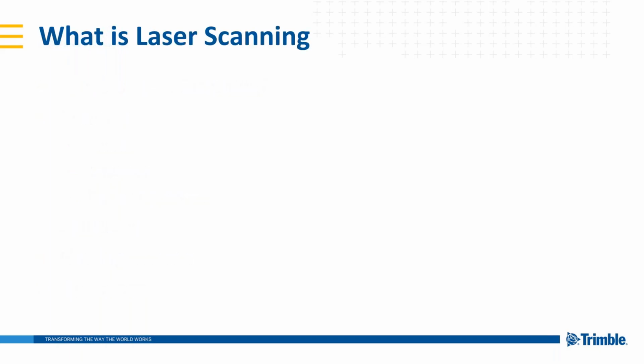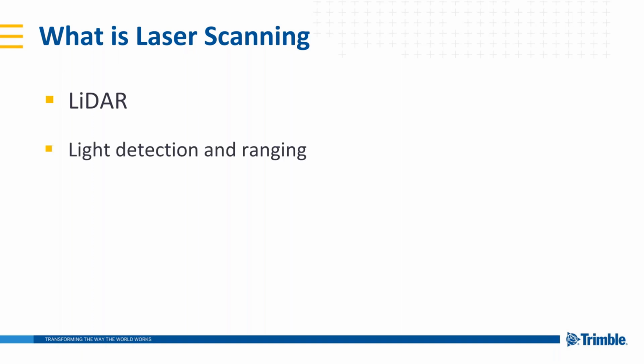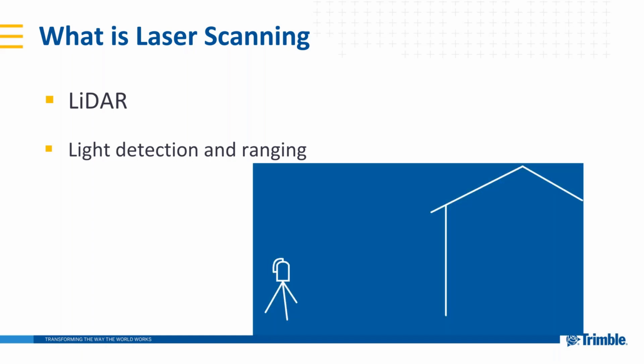When we talk about what laser scanning is, it's commonly referred to as LiDAR, or light detection and ranging. It works on the principle of having an instrument with a laser source. You send a pulse out to an object, and you time how long it takes that pulse to come back to you. Knowing the speed of light, how long it should take to move, you can figure out the distance. If the instrument is also turning through angles, horizontal and vertical, you can pinpoint an exact X, Y, Z, or northing, easting, elevation coordinate on that surface.